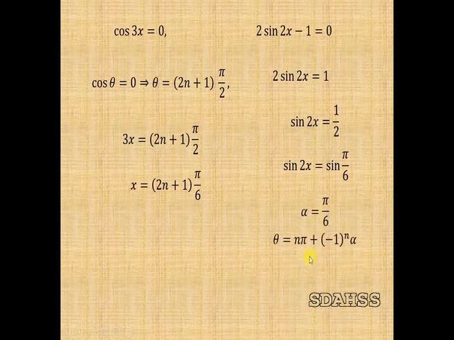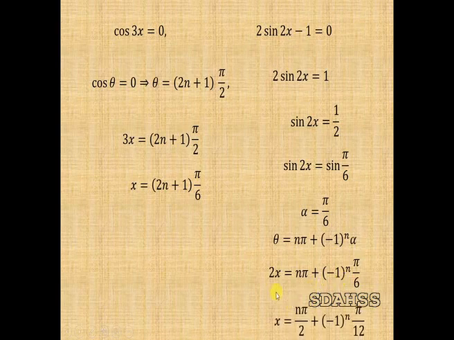So its general solution is theta is equal to n pi plus minus 1 whole power n alpha. Substitute alpha is equal to pi by 6. So you have 2x. Here there is no theta; in the place of theta you have to substitute 2x. 2x is equal to n pi plus minus 1 whole power n pi by 6. So divide the whole equation by 2. So you have x is equal to n pi by 2 plus minus 1 whole power n pi by 12.